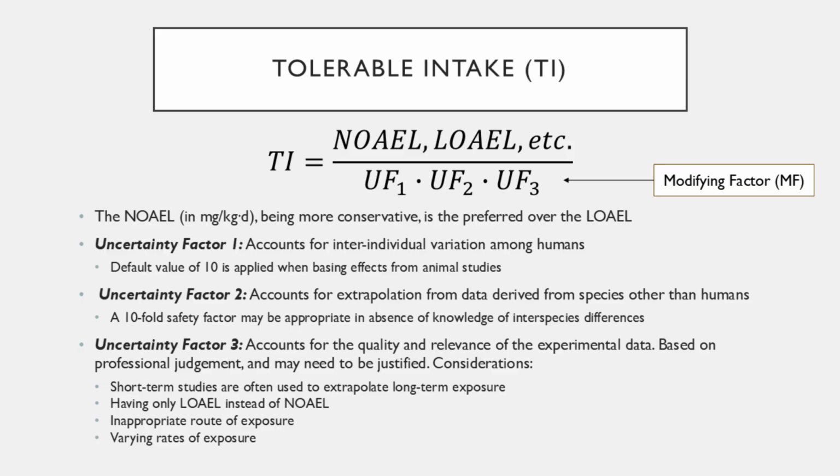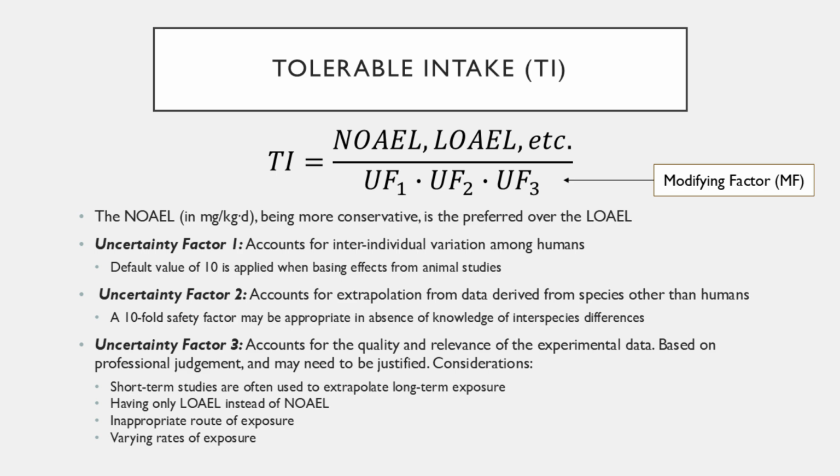Now, uncertainty factor number three will account for the quality and relevance of the experimental data. And this really takes a number of professional judgments, but a few considerations the ISO standard lays out is that short term studies over a few weeks, maybe even months, often have to be used to extrapolate and understand long-term exposure. And when we need to do that for a lifetime implantable medical device, we have to apply an uncertainty factor of anywhere from 1 to 10 just based on that. If you only have the lowest observable adverse event level from some sort of study instead of a no observable adverse event level, that again is going to result in an uncertainty factor based on the fact that one is more stringent than the other.